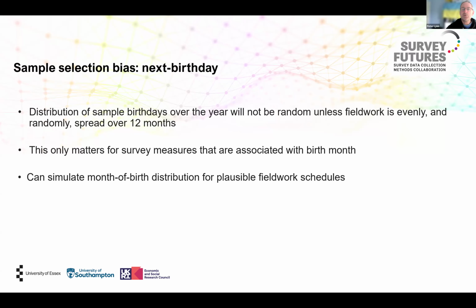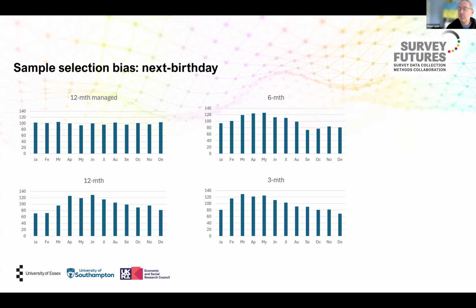What happens is, depending on how our fieldwork is managed, our distribution of birthdays, what I'm showing you here is the distribution of birth months, will vary somewhat. So if you have a nice 12-month evenly managed fieldwork period, you'll get a distribution of birthdays that's fairly even, like the top left-hand graph here. If you carry out your fieldwork over a shorter period of time, you'll have a more skewed distribution, and it'll be more skewed the shorter the fieldwork period.